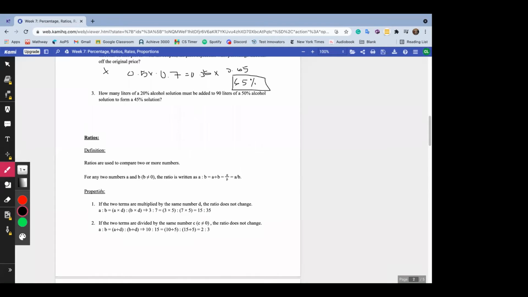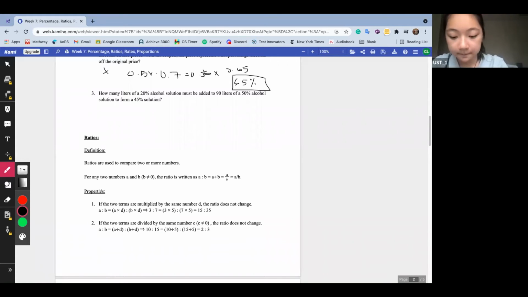I don't really get this problem. Okay, so I'll explain it. Does anyone else want some more time to try it? Okay, so I'll explain it.